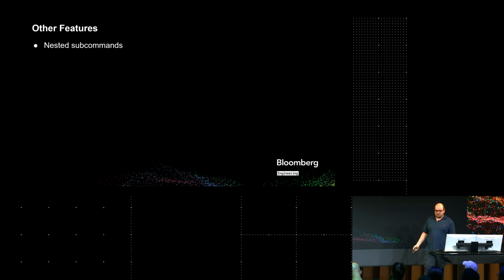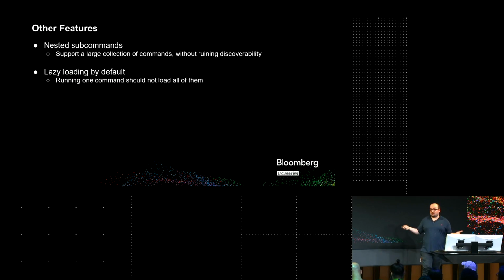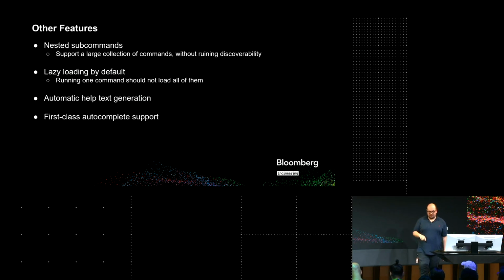Any other features? So we should have commands because we want a large application. We want to be able to lazy load. We want this application to be very efficient when it runs because it's a CLI that people will be running on the command line. You should not be loading every single dependency of your application. Want to generate the help text automatically. It would be nice to have autocomplete. This is one of our most requested features. It's very nice to have.